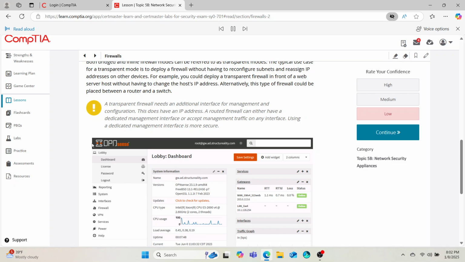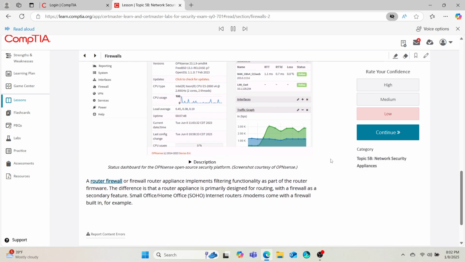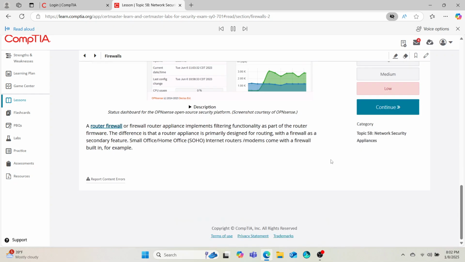The box on the left below provides system information such as name, versions, updates, CPU type, CPU usage, load average, uptime, current date or time, last config change, and CPU usage. The boxes on the right are titled services, gateways, interfaces, and traffic graph. Gateways box lists name, RTT, RTTD, loss, and status. The traffic graph box shows a graph. Status dashboard for the OpenSense open source security platform.